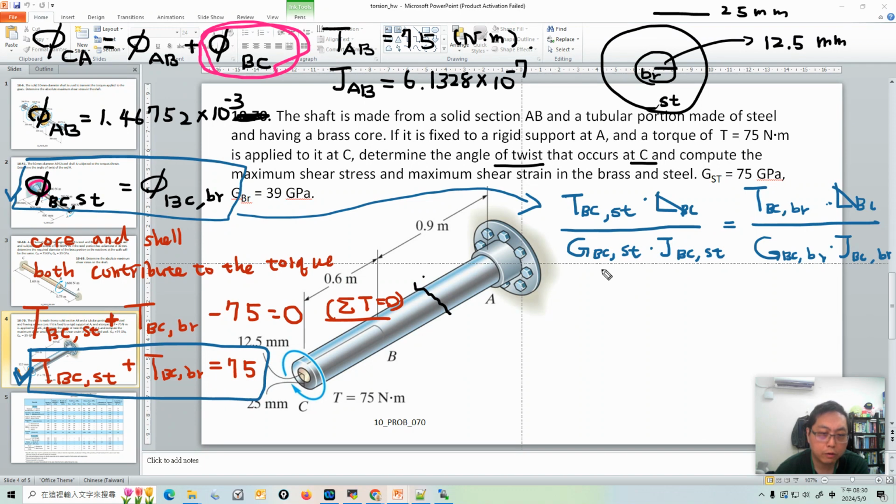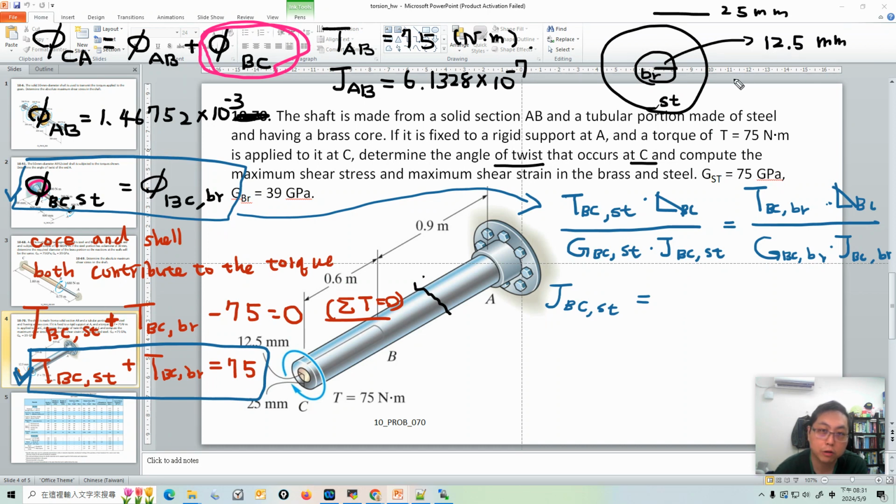Now, do we know G BC steel and G BC brass? Of course. It tells us G BC for steel is 75 gigapascals, and for brass it is 39 gigapascals. And do we know J BC steel and J BC brass? Let's see J BC steel first. The steel is the shell part and we know the diameter. So how do we calculate the polar moment of inertia for the shell part?